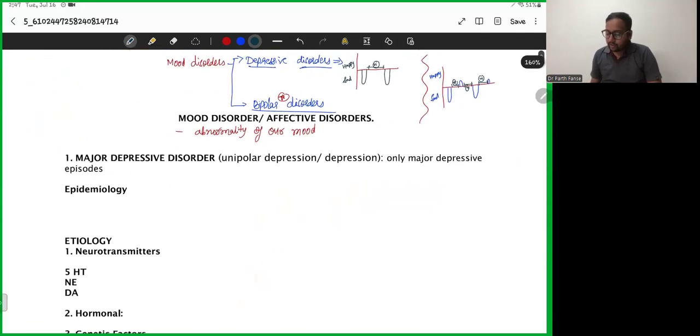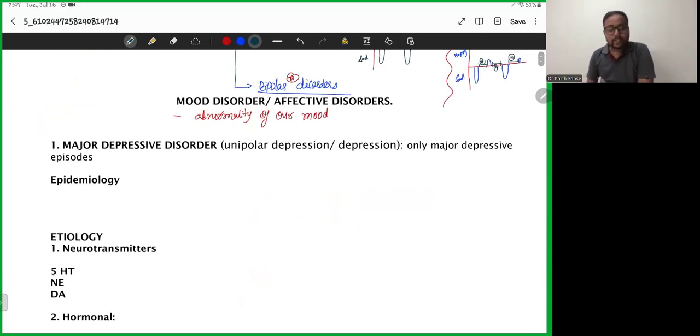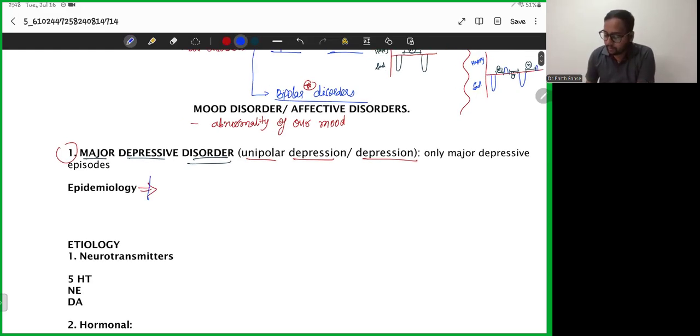We are going to talk first about depressive disorders, and in depressive disorders, the first one is major depressive disorder. It is also called unipolar depression, or we can simply call it depression. Only major depressive episodes can be seen in major depressive disorder. First, epidemiology: in what age and in what gender depressive symptoms are more commonly seen. Major depressive disorder is more commonly seen in females than males.